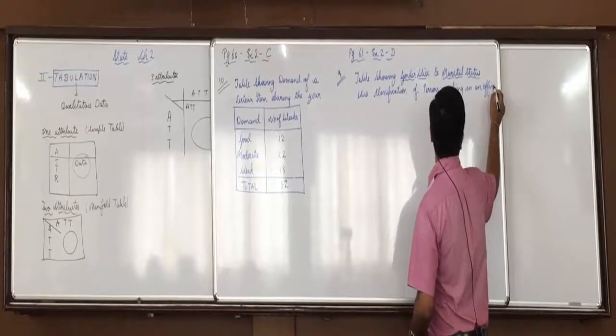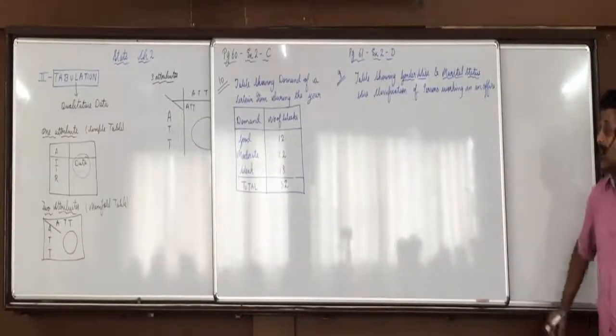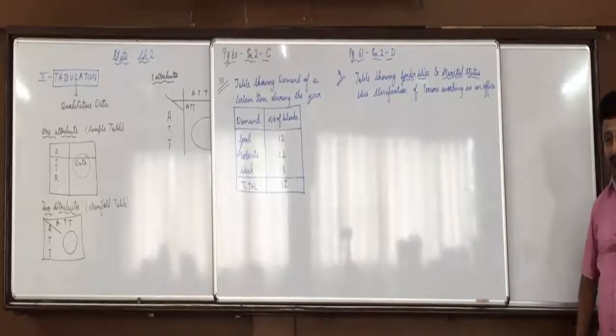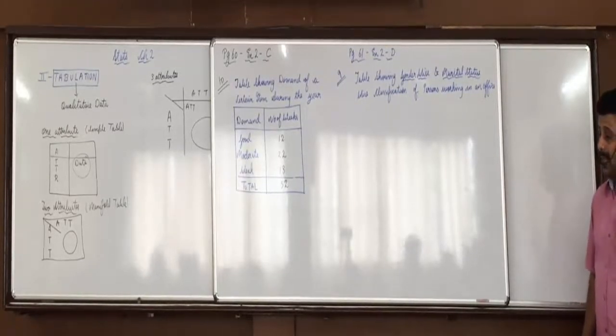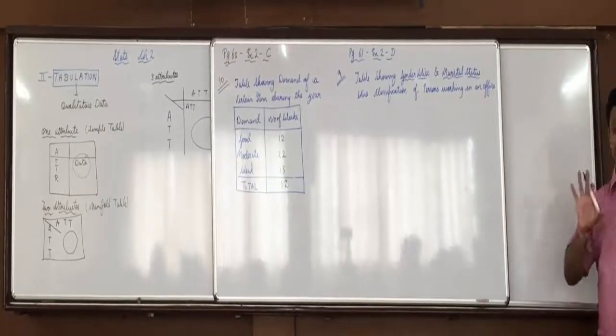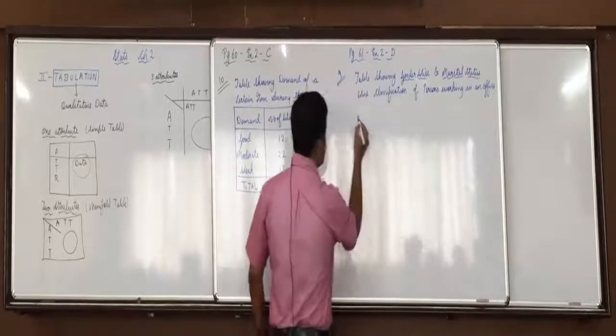Understood the heading, everyone? Once again, which is the first attribute? So table showing gender wise. And second attribute? And marital status wise. Classification of what information is given in the question? Persons working in an office. Now, put your pens down. See here.